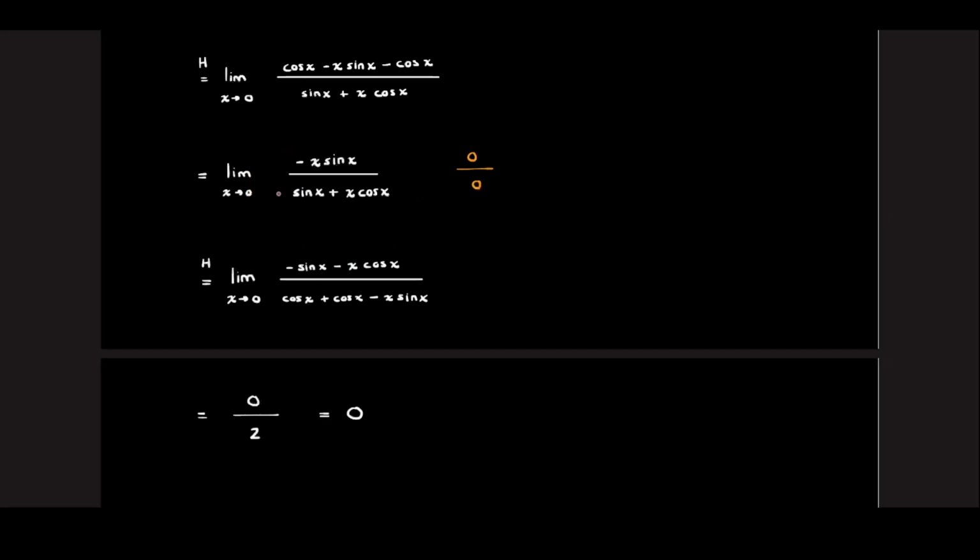Now when I try plugging 0 in again, I have 0 on the top, and I also have 0 on the bottom. So it's still 0 over 0. As a result, I will apply L'Hopital's rule again. So to differentiate the top, we have to use our product rule.